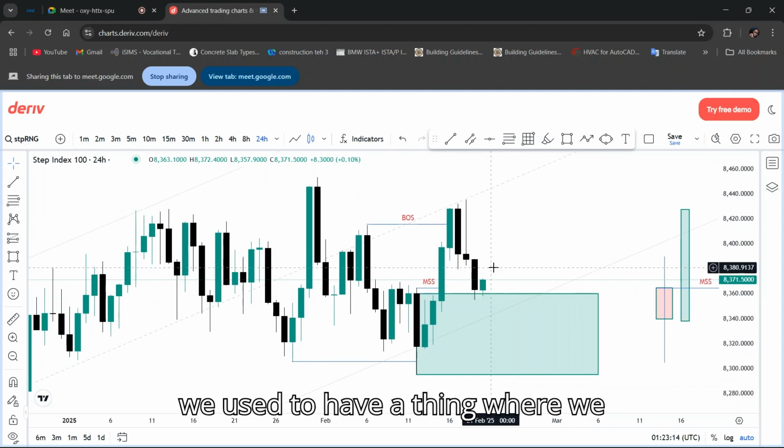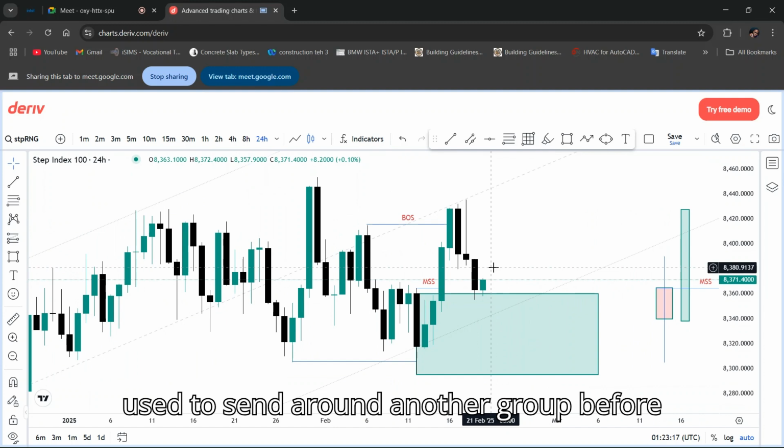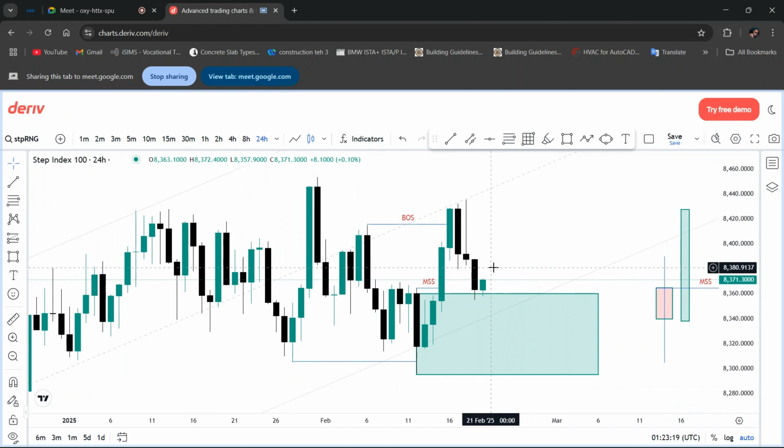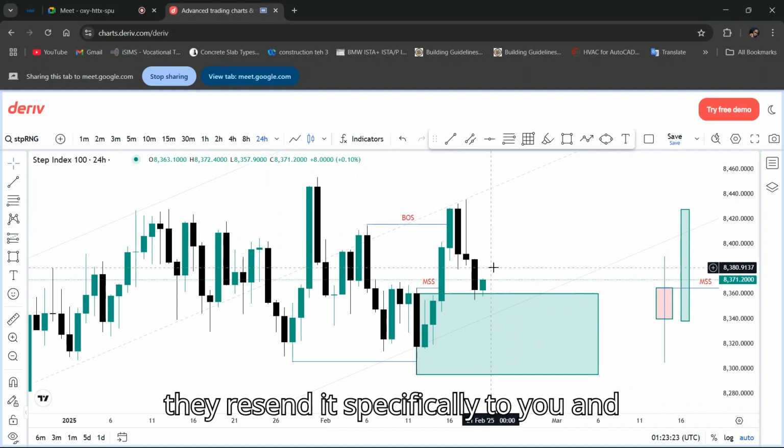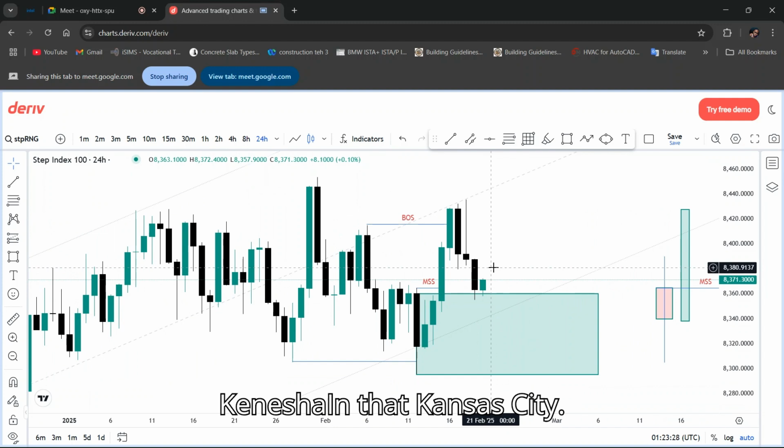We used to have a thing where we used to send it around in the group before. Name, the Candlestick Bible. Have to resend it back to the group. Have to resend it specifically to you and Kenisha. May I have the candlestick book?